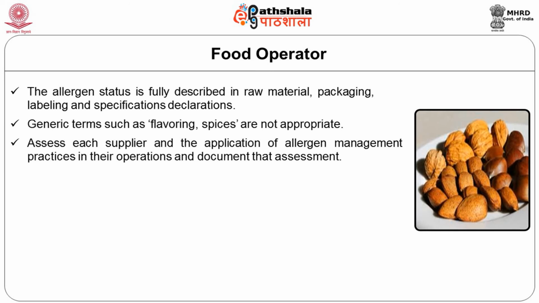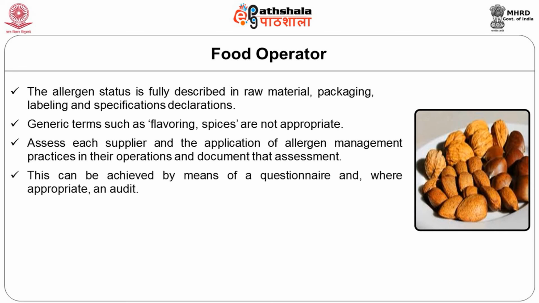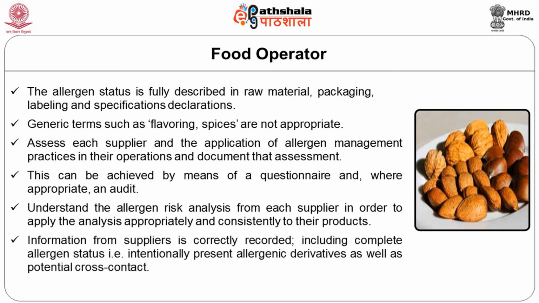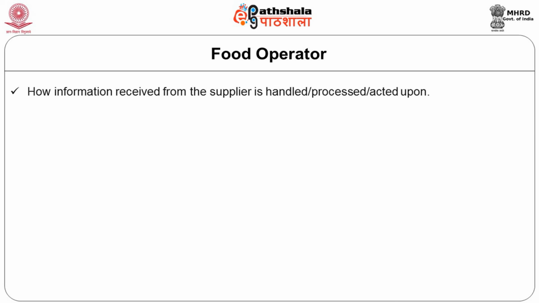Each supplier should be assessed for the application of allergen management practice in their operation, and the documents that call for assessment should be reviewed. This can be achieved by means of a questionnaire and, where appropriate, an audit. An allergen risk analysis for each supplier can be done to know exactly the risk in the products. Ensure that information from the supplier is correctly recorded, including complete allergen status and intentionally present allergenic derivatives as well as potential cross contact. Lay down procedures on how information received from the supplier is handled, processed and acted upon.